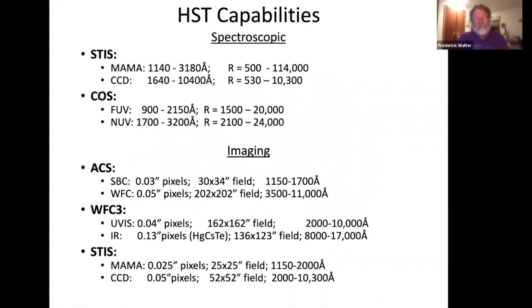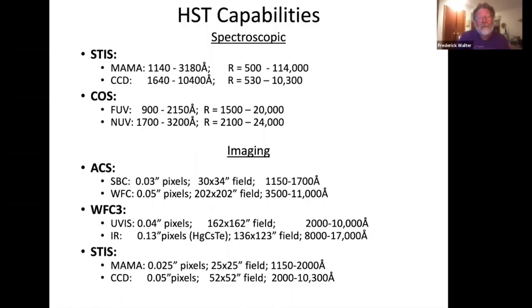And for those of you who are interested in technically what it can do, it does spectroscopy and it does imaging. Spectroscopy, we concentrate on the ultraviolet, but we do optical spectroscopy too. Imaging, optical, UV, infrared. The field of view is small. It's 2 arc minutes by 2 arc minutes. The moon is 16 arc minutes across.